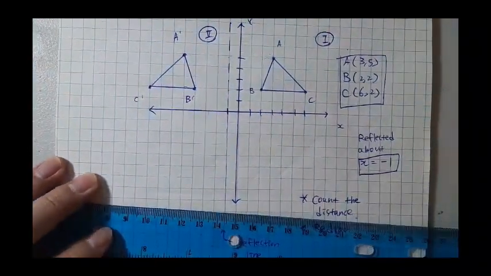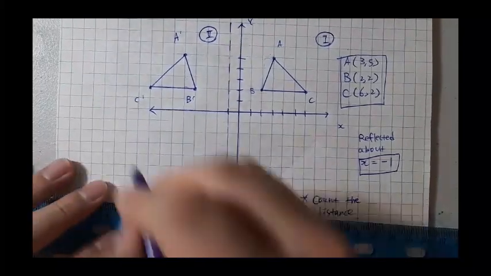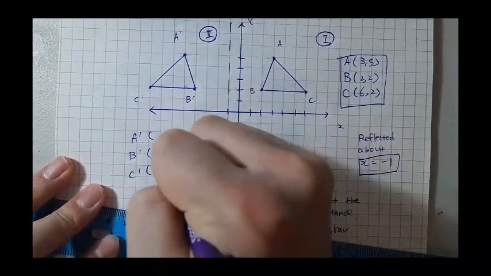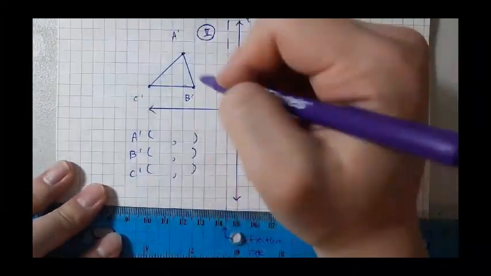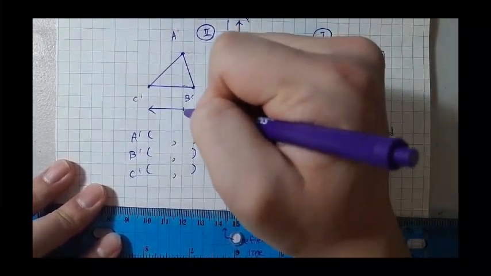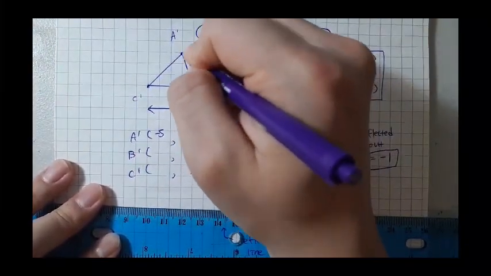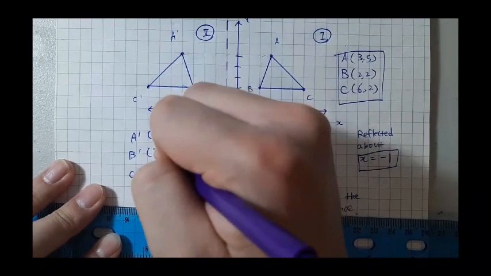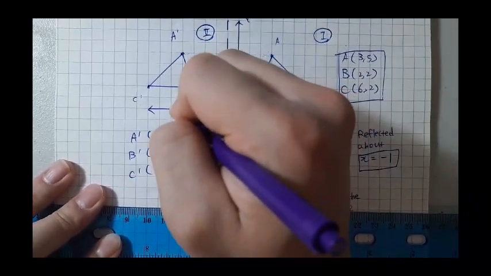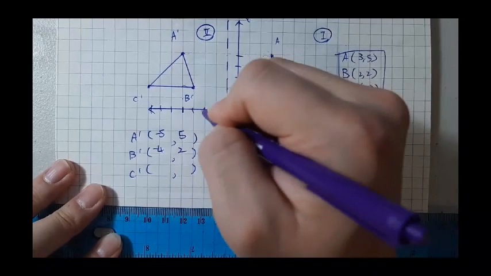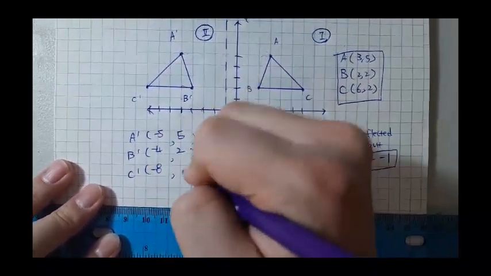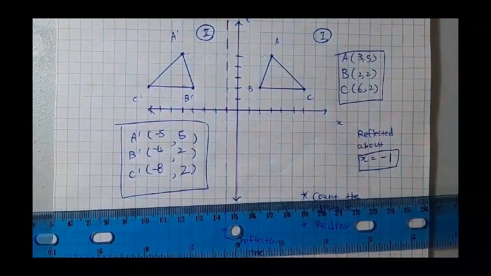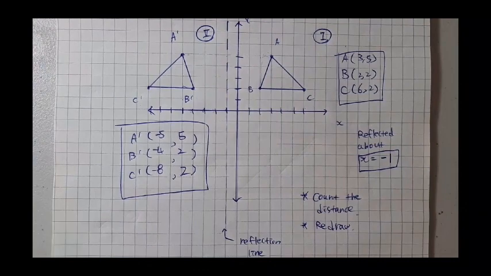Like I said, reflection generally moves an entire quadrant to another quadrant, and my final answer is basically finding the new coordinates, right? So A is 1, 2, 3, 4, 5 to the left: -5, and 5. B is 1, 2, 3, 4: -4 and 2. C is 5, 6, 7, 1, 2, 3, 4, 5, 6, 7, 8: -8 and 2. There you go. That's my type number 2, reflection.